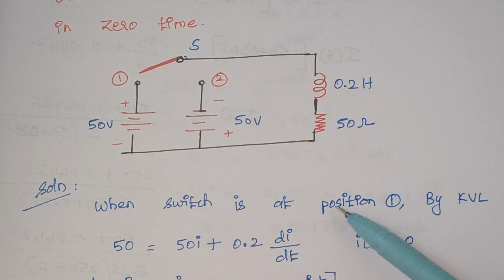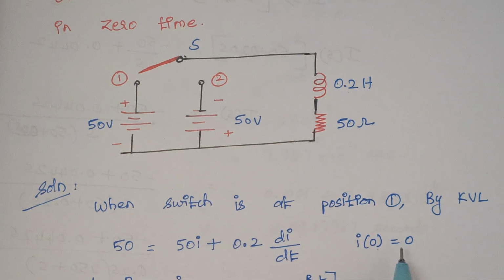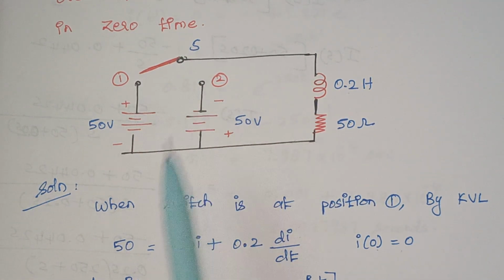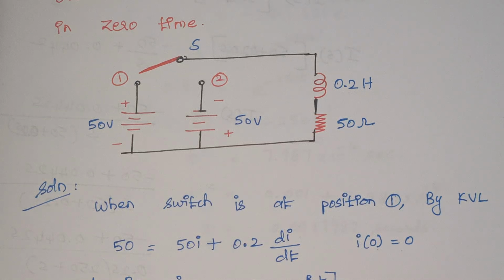Right. Now, for the basic RL circuit, we know the expression for current. So here you see I of 0 is 0, because this is the first time that the entire circuit is connected to a voltage source like this. Okay, previously it is not connected to any source. Therefore, the value of I of 0 is 0.